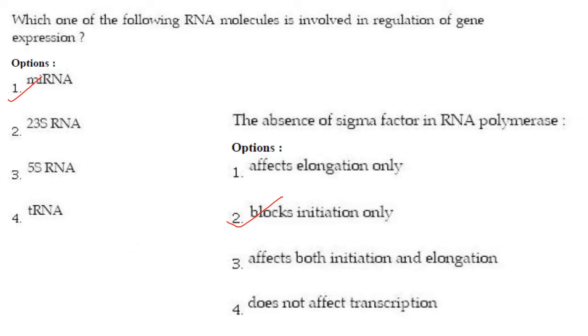Next one. Which one of the following RNA molecules is involved in regulation of gene expression? Option 1, miRNA, 2, 23S RNA, 3, 5S RNA, and 4, tRNA. Answer is option 1, miRNA. Next one. The absence of sigma factor in RNA polymerase, option 1, affects elongation only, 2, blocks initiation only, 3, affects both initiation and elongation, 4, does not affect transcription. Answer is option 2, blocks initiation only.